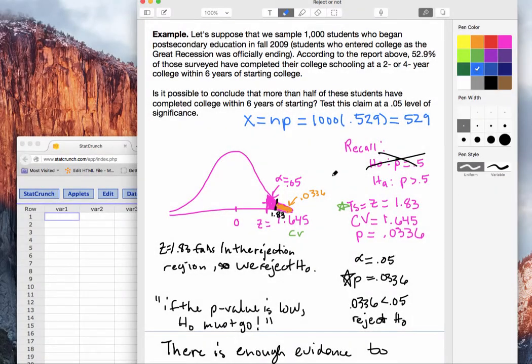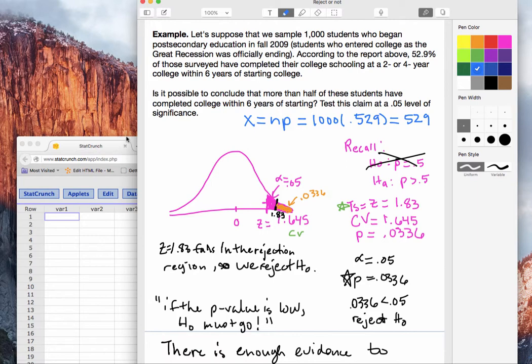In this video, we'll use StatCrunch to do a hypothesis test, some of the same hypothesis tests that we've done before. So we're back at the example where we're looking at the completion rates for students in college, specifically those who had started in the fall of 2009, right as the recession was ending, and see if they completed college within 6 years of starting.